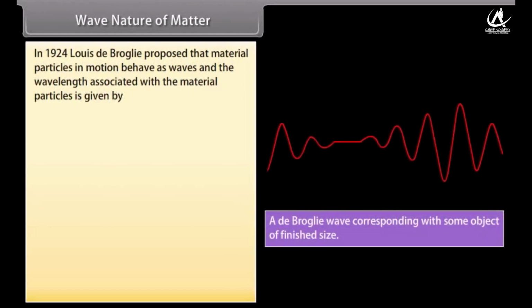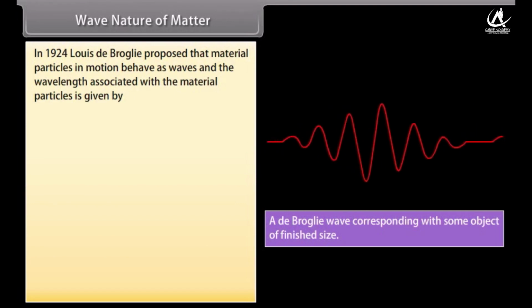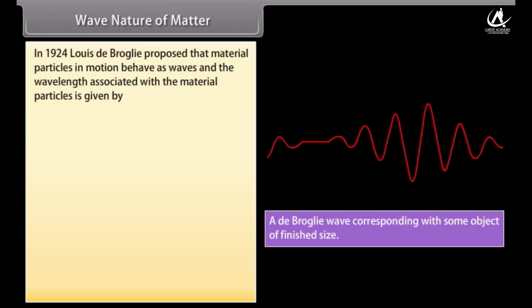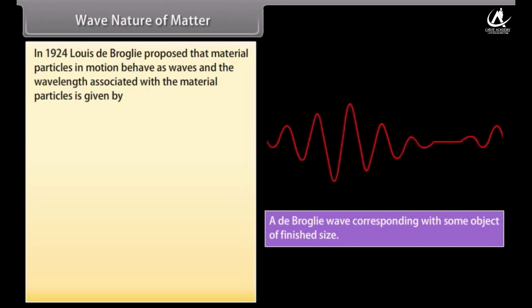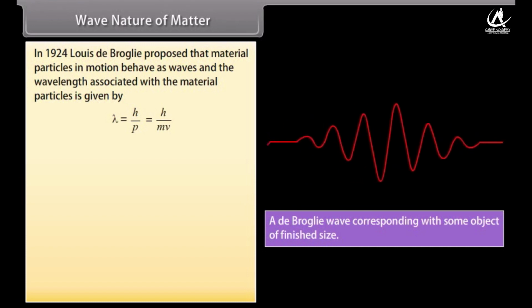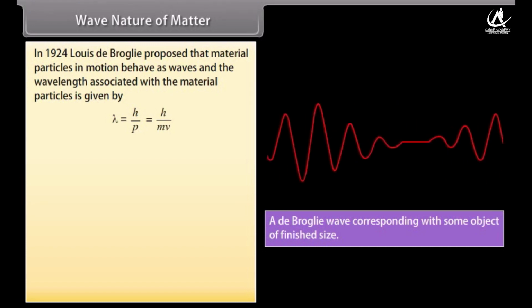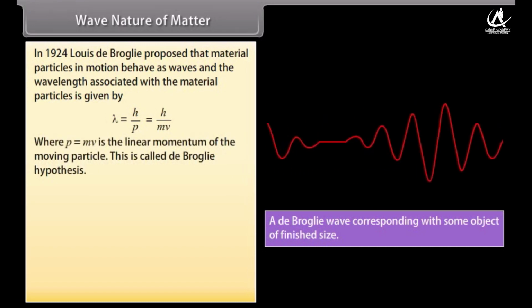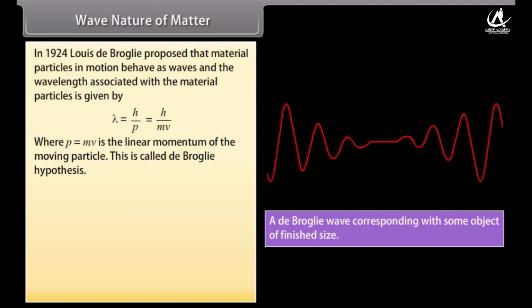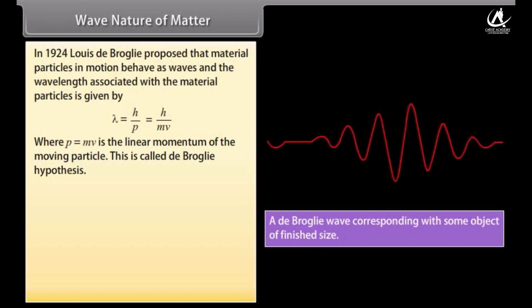Wave nature of matter. In 1924, Louis de Broglie proposed that material particles in motion behave as waves, and the wavelength associated with the material particles is given by λ = h/p = h/mv, where p = mv is the linear momentum of the moving particle. This is called the de Broglie hypothesis.